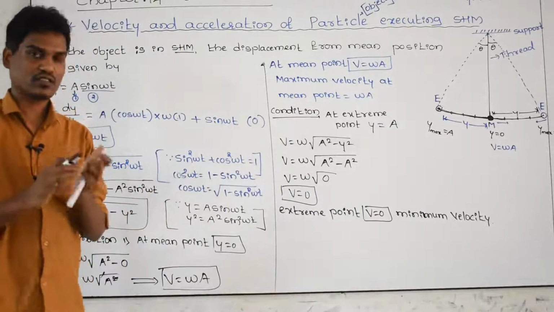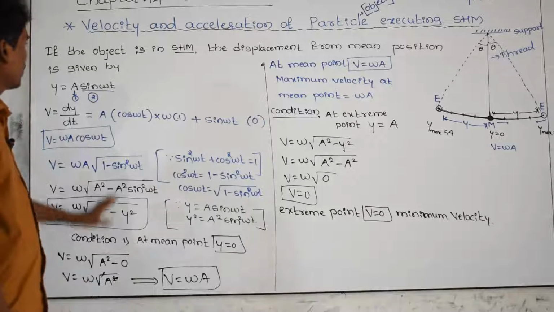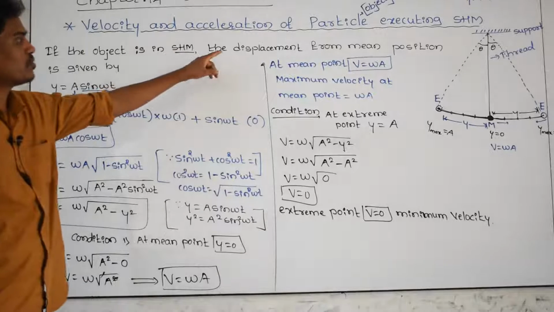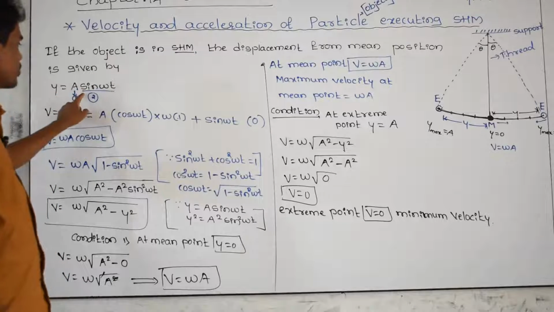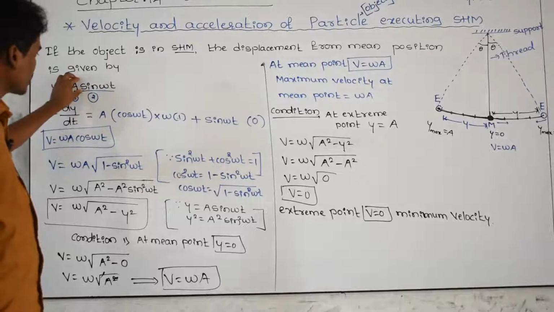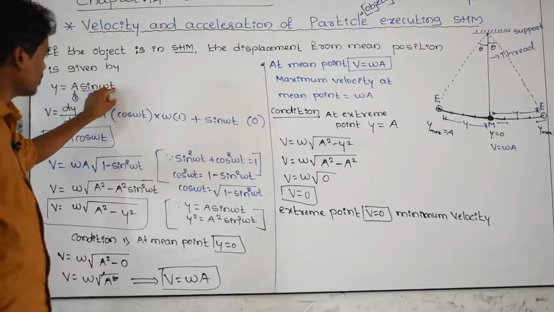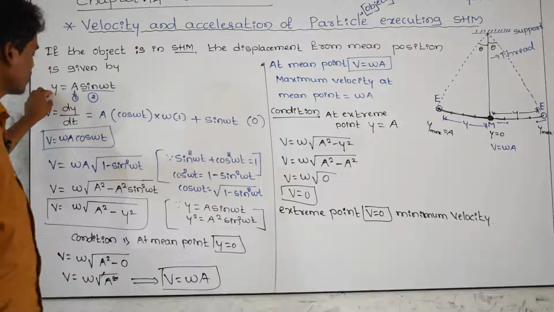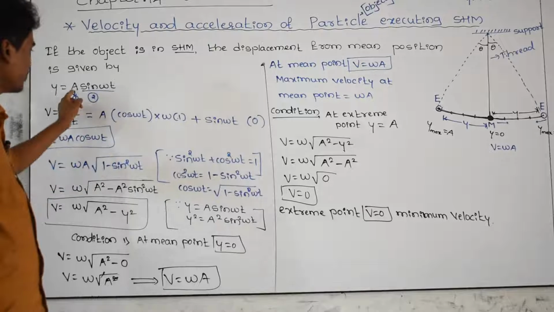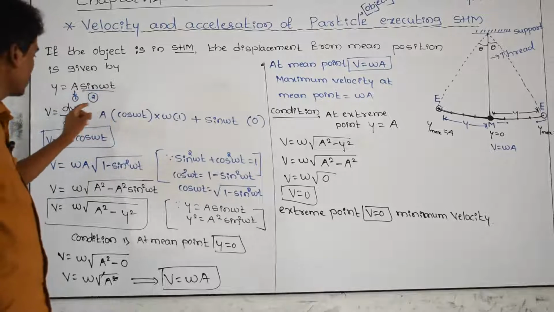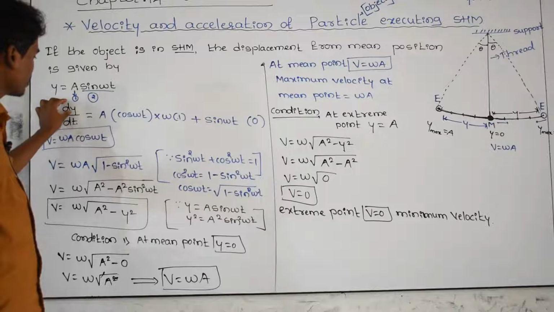Once again, don't confuse this one. The displacement of the object from mean position is given by this formula. This is the first function, this is the second function, this is displacement. If you want to find out velocity, differentiate this one. Velocity is equal to rate of change of displacement with respect to time, dy by dt.